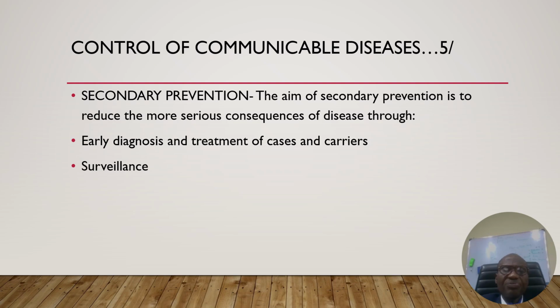Secondary prevention. Here the disease is already occurring. So we have to reduce the serious consequences of disease through early diagnosis and prompt treatment of cases and even carriers. This also includes managing contacts of the disease and surveillance to detect other cases that may be undetected at the time.